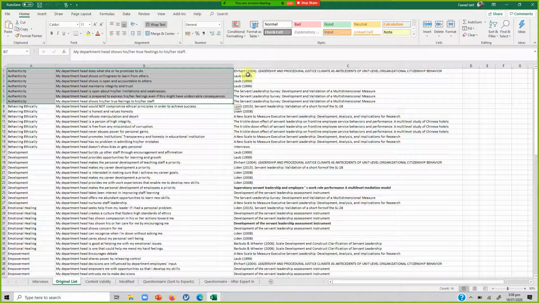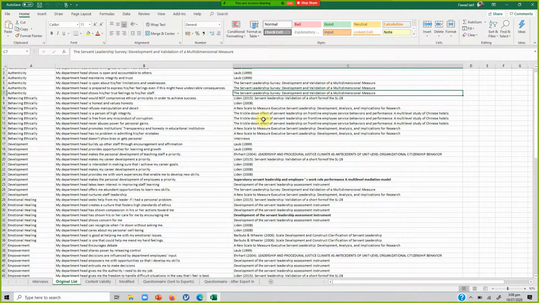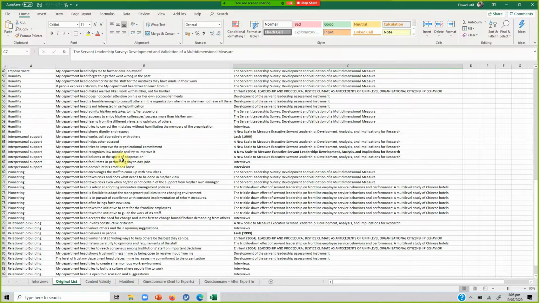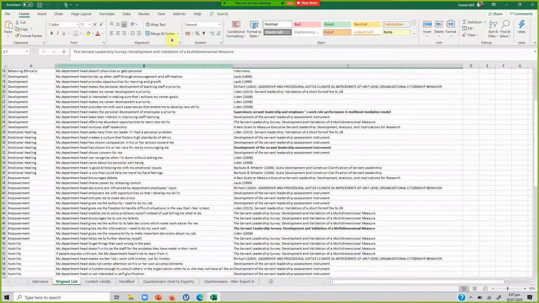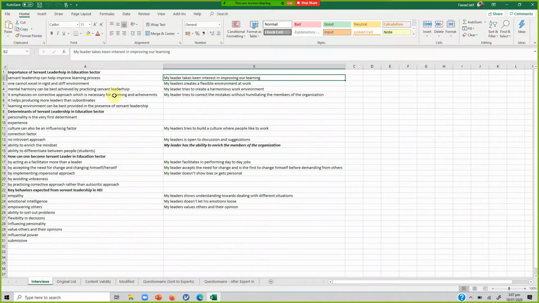And we also identified their source, or wrote their source, the title of the paper or the authors of the paper. So this earlier pool of 97 items came from the literature for our scale on servant leadership. I'll share that paper as well. Apart from this, we identified some items from the interviews as well.